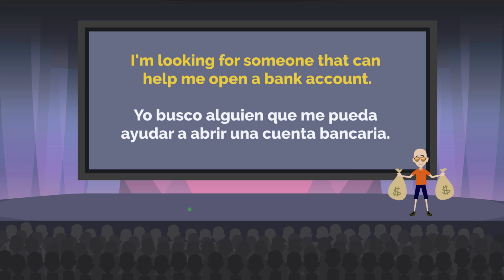Many of the people who take this particular course are people who move from, say, the United States and Canada and come to Mexico and have to learn Spanish. So a lot of times they're looking for someone to help them do things like open bank accounts, get cars registered. So this one might be helpful. I'm looking for someone that can help me open a bank account. Yo busco alguien que me pueda ayudar a abrir una cuenta bancaria.